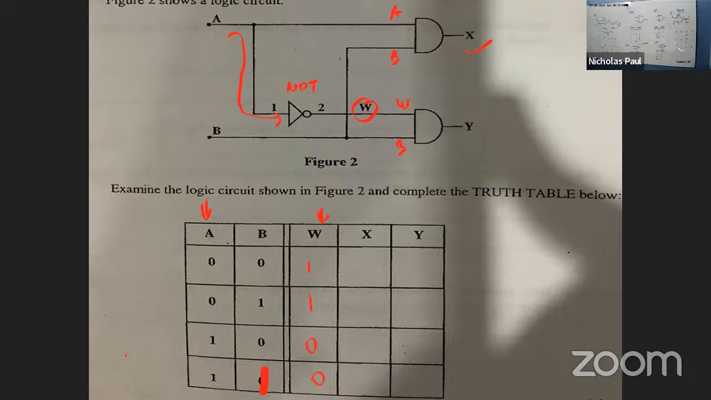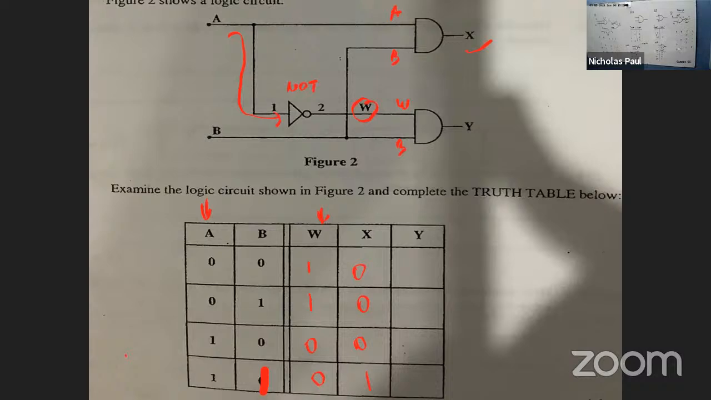Right, since that was easy, let's do X. Serena. X. 0, 0, 0, 1. So X is on AND gates, right? Where A and B are the inputs. Nice. 0, 0, 0, 1. Nice. Now pick on Ashton.